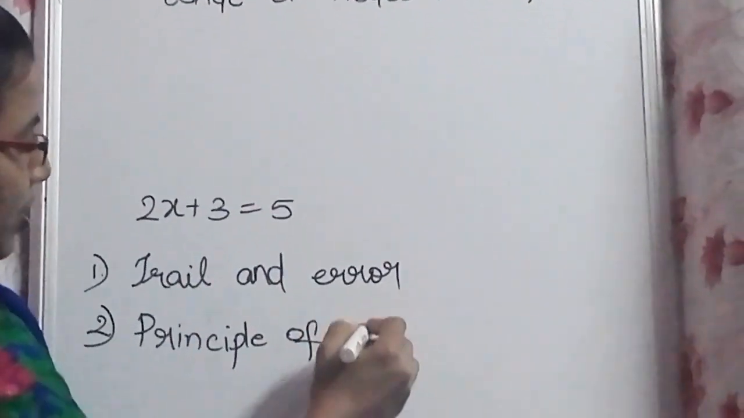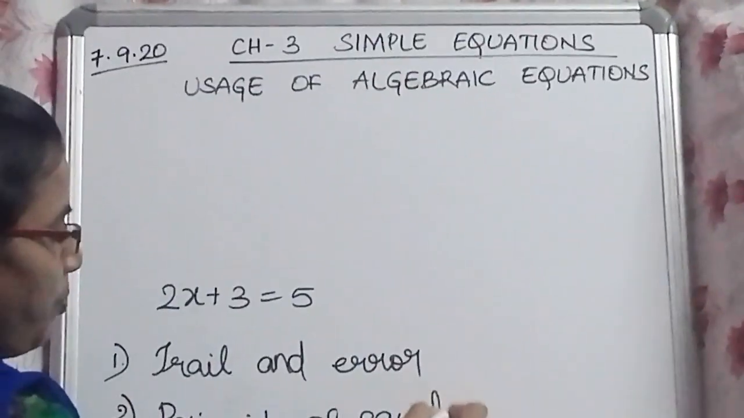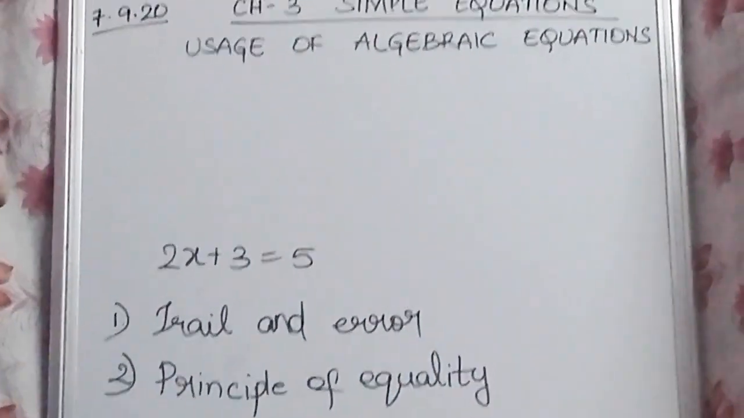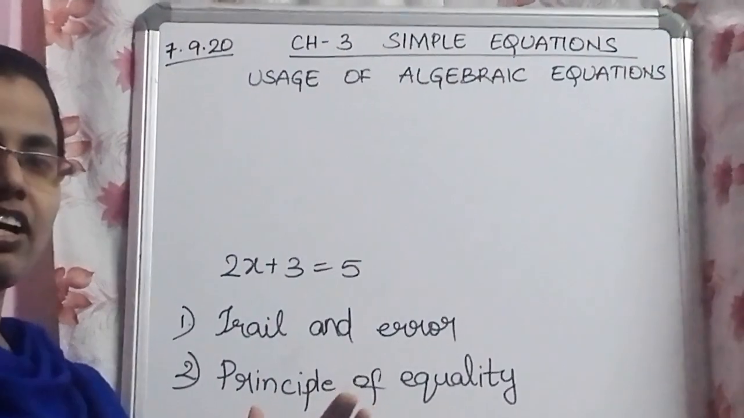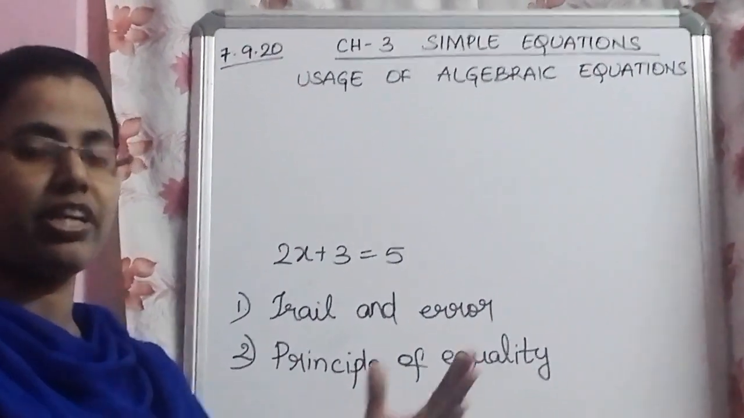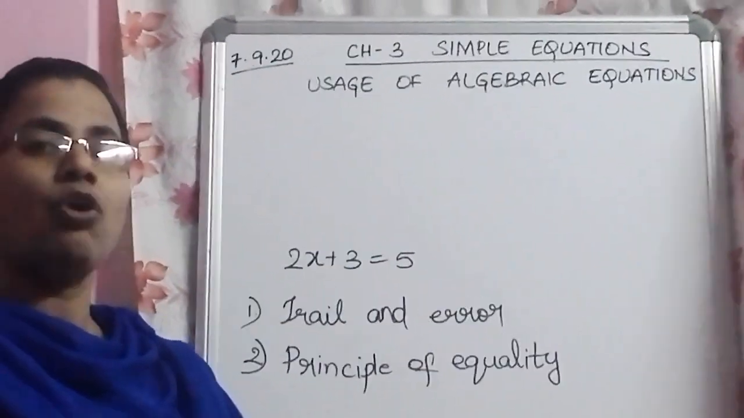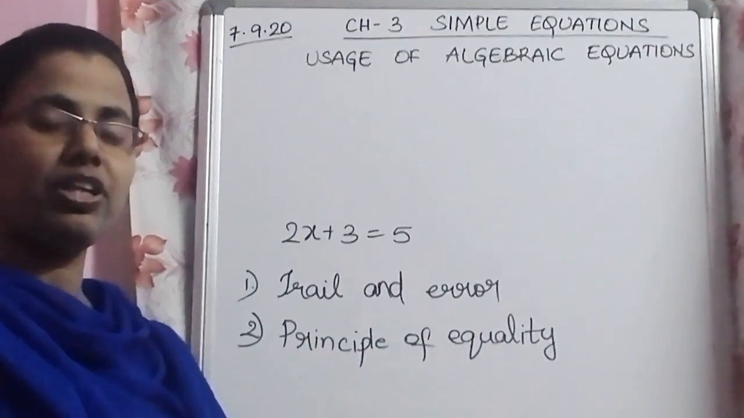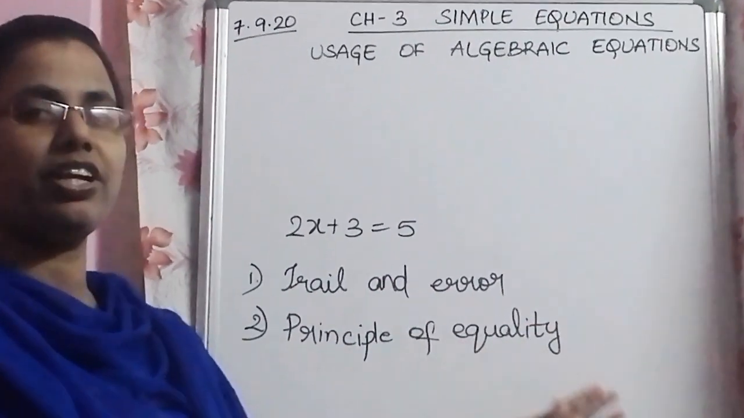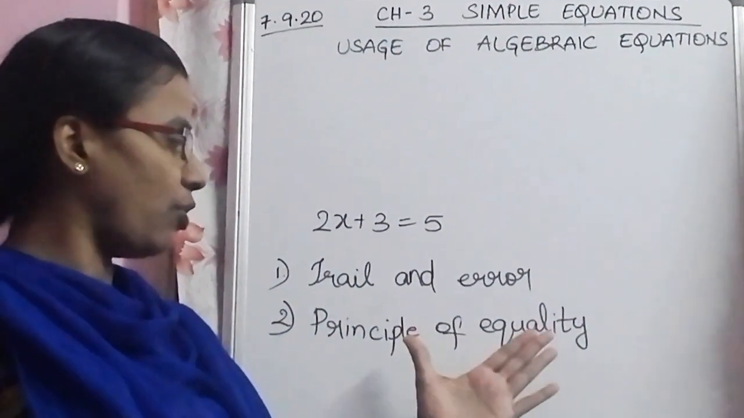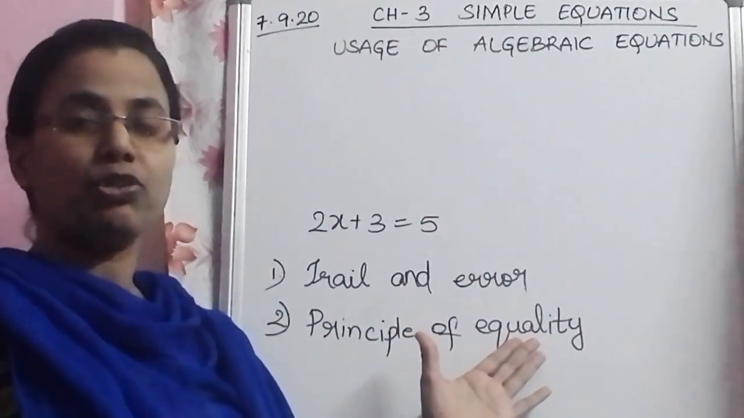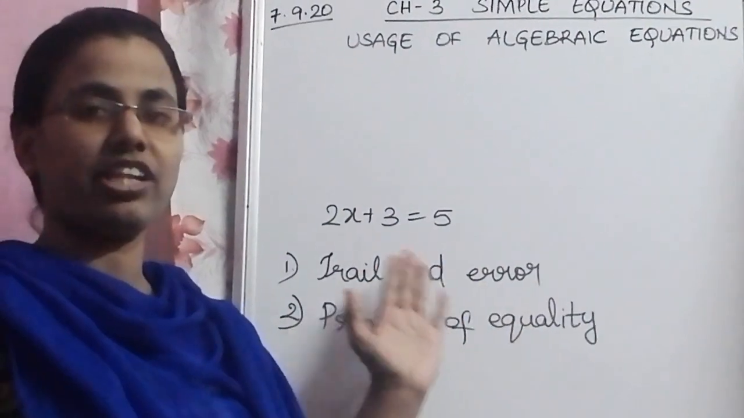Principle of equality. In principle of equality, what did we do? Whatever addition we are doing to the LHS, we have to do it to the RHS. Whichever operation you are doing to the LHS side, you are doing it to the RHS side also. So by this method also we are able to find out the value of the variable.